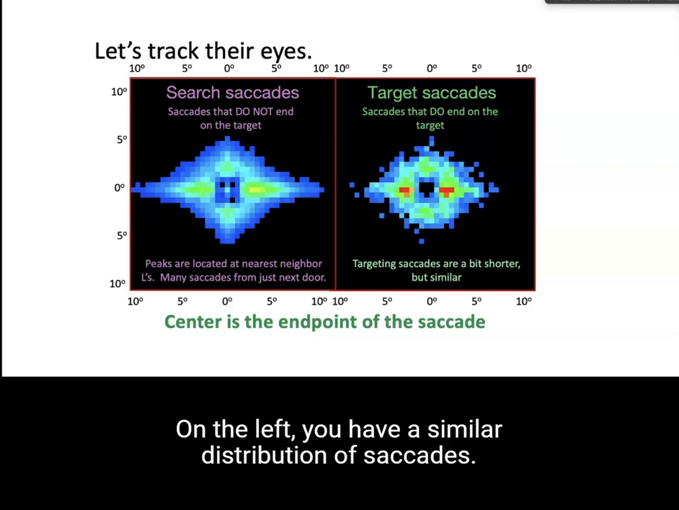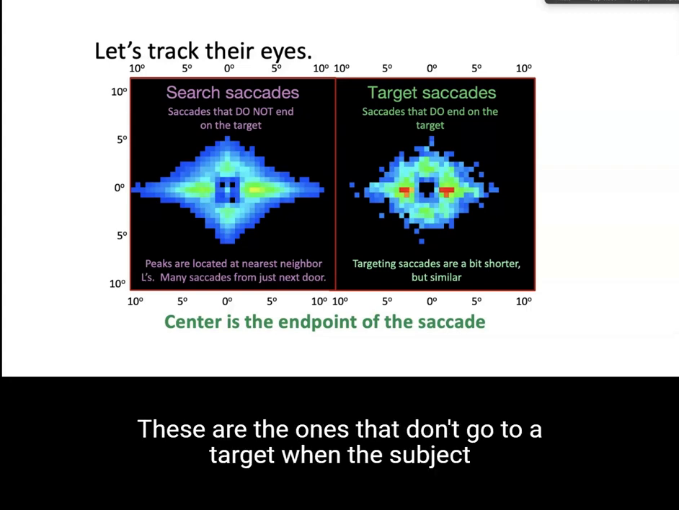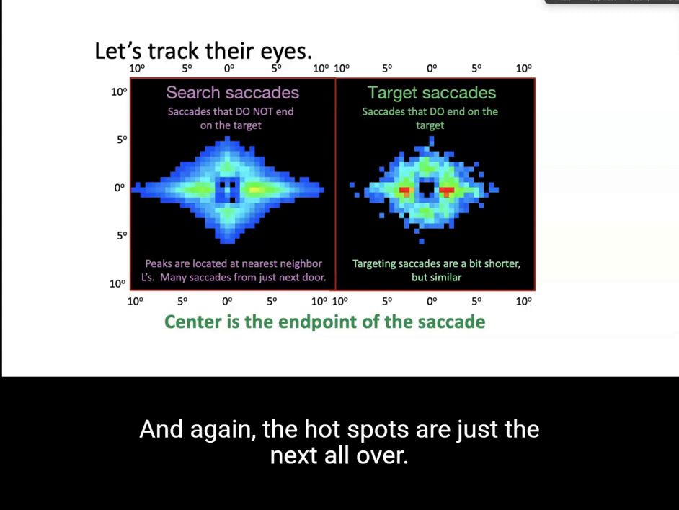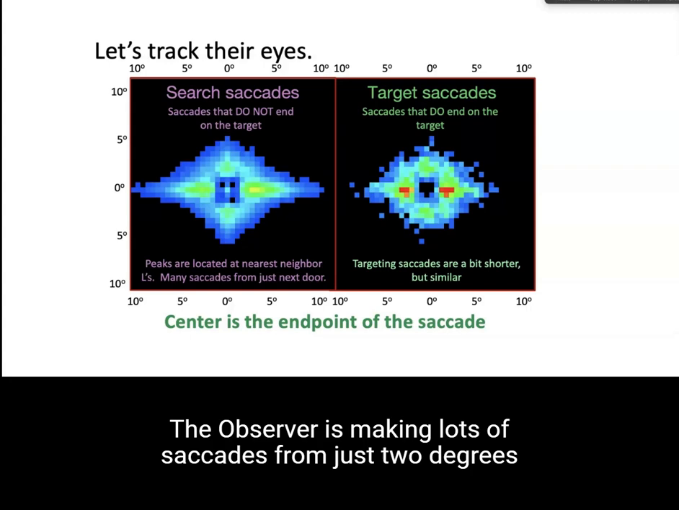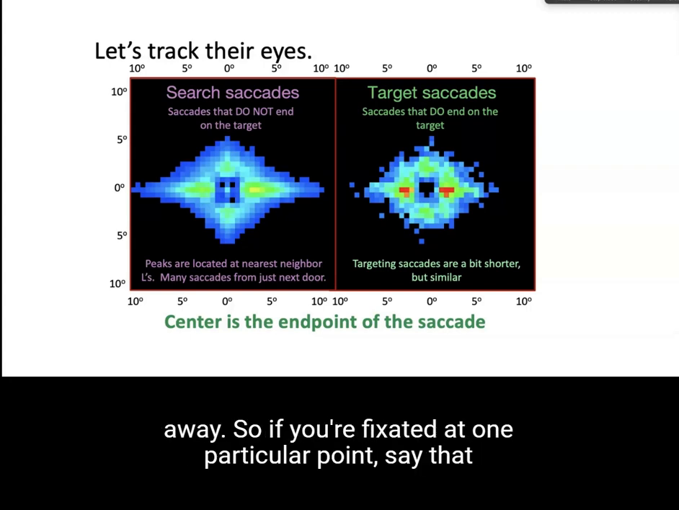On the left, you have a similar distribution of saccades. These are the ones that don't go to a target when the subject is just searching around. And again, the hot spots are just the next L over. The observer is making lots of saccades from just 2 degrees away.